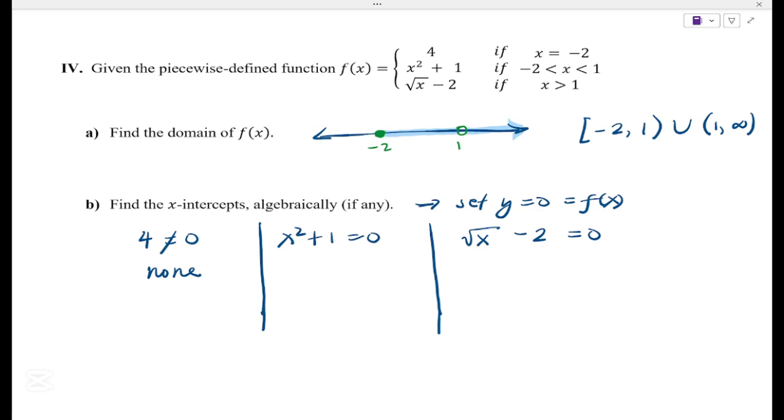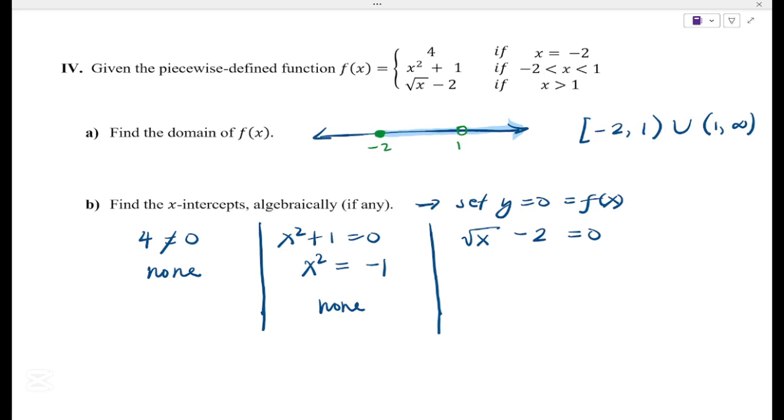For the second equation, with this domain, if I solve here, x squared is equal to minus 1, and it looks like there is no solution again. You cannot find an x value here, meaning there's no x-intercept. Why? Because if you square x, the answer cannot be a negative number, because squaring x is always a positive number. So there's no x-intercept on the second equation, nor in the first equation.